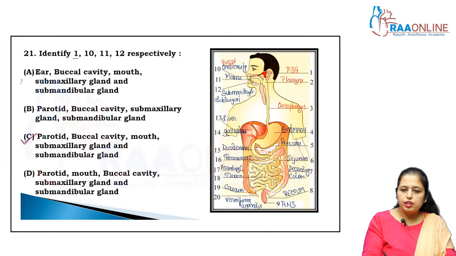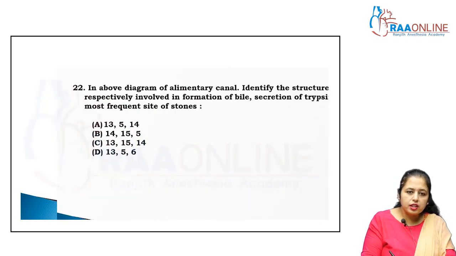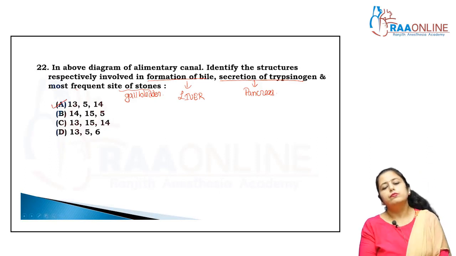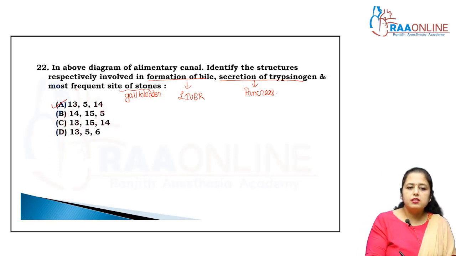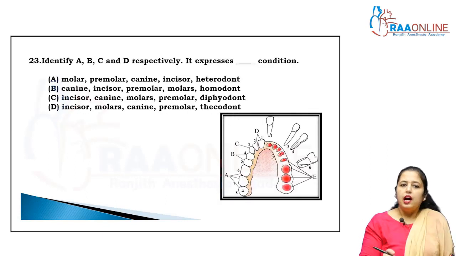Now what is the series? Liver is 13, pancreas is 5, and gallbladder is 14. So the option is 13, 5 and 14, that is A, right? So the correct answer is A. Now come to the next question.